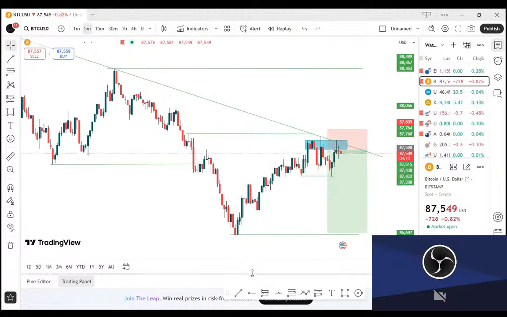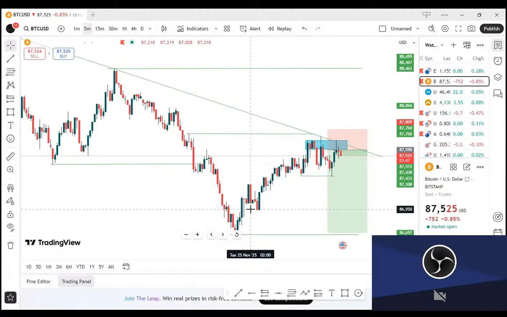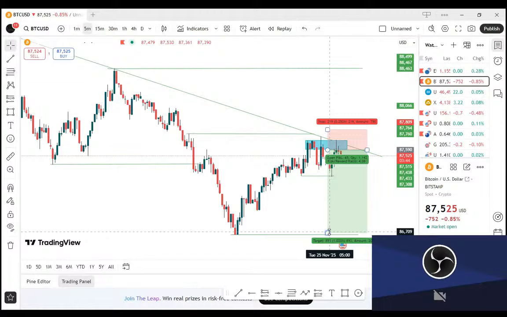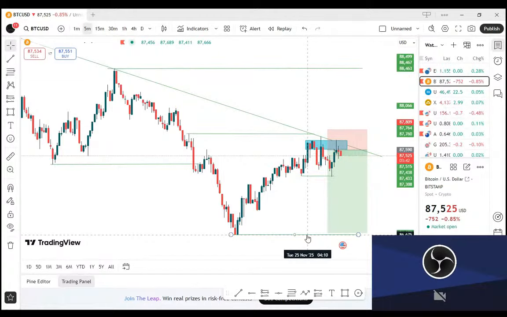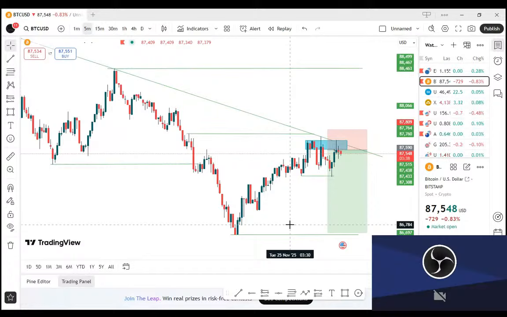Make sure you set your stop well. Price will more likely retrace here. Let's see how many pips this is. We're still going to hold it to this one. Let's see how price reacts towards that low.